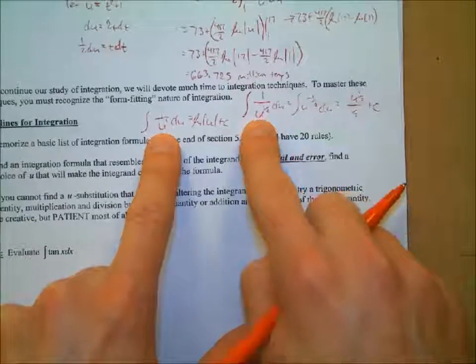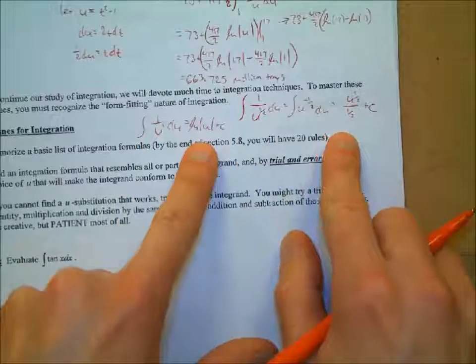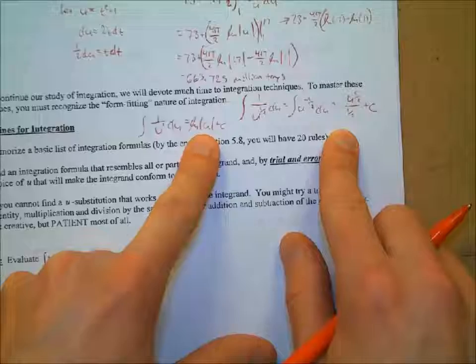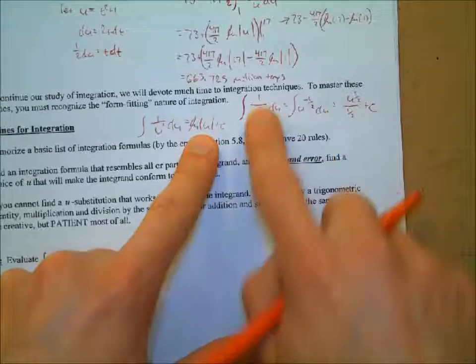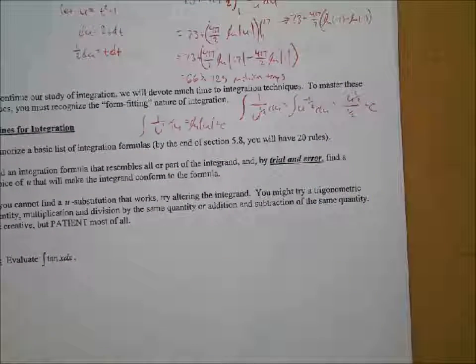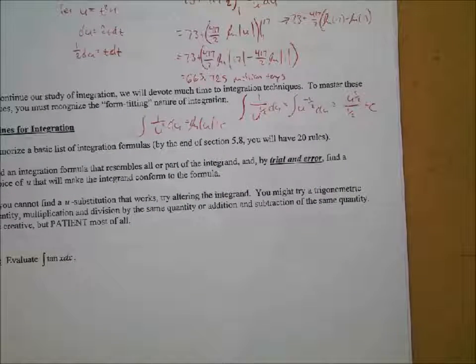These subtle differences, they look so similar, but the results are so different. 1 over u to the 1, natural log of the absolute value of u. U to the negative 1/2, or 1 over u to the 1/2, that's the power rule there. Okay, so we want to be really careful about making sure that these things fit exactly with our integral rules and stuff like that. Okay?